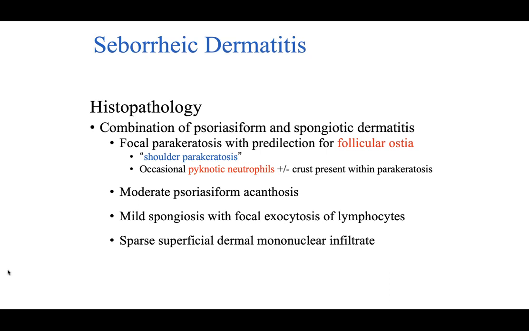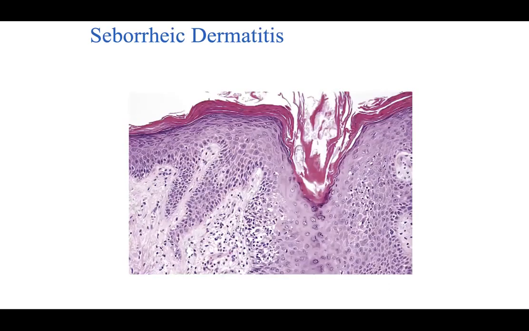You'll see some occasional pyknotic neutrophils, plus or minus crust present within the parakeratosis, some moderate psoriasiform acanthosis and mild spongiosis with focal exocytosis of lymphocytes. You'll see some sparse superficial dermal mononuclear infiltrates as well. So here is a very classic example of seborrheic dermatitis on biopsy.